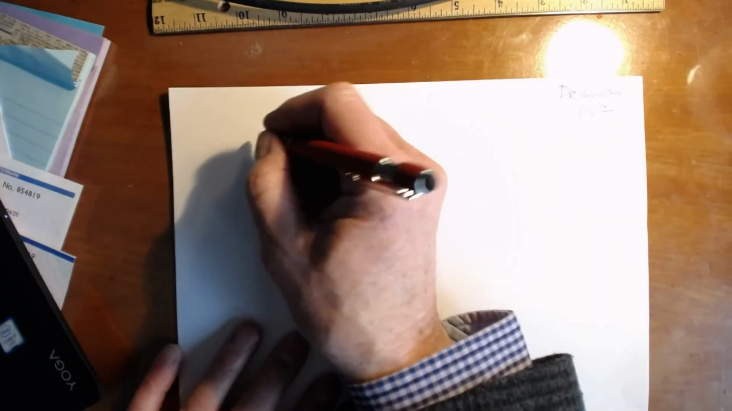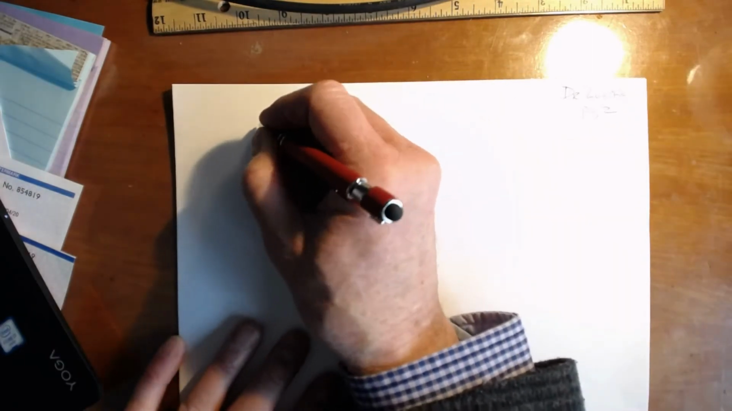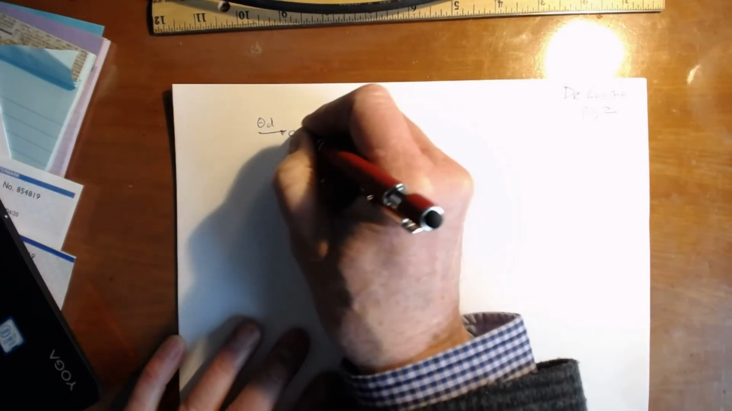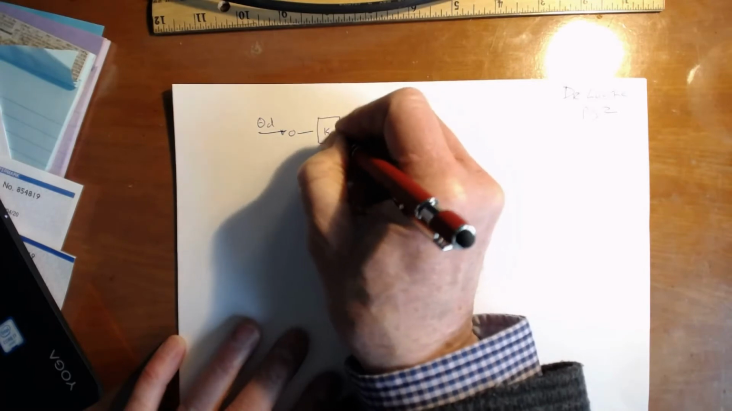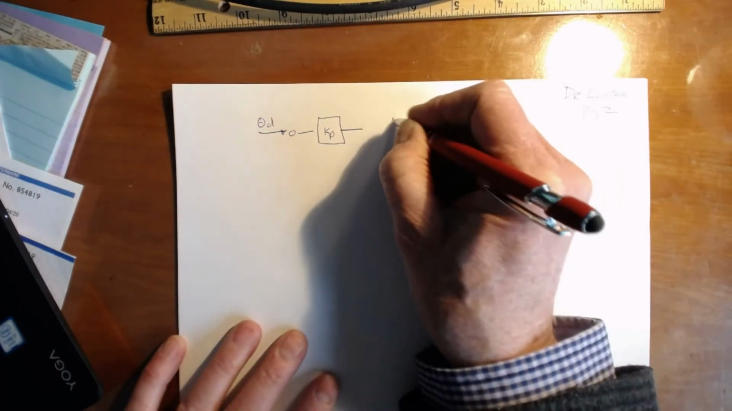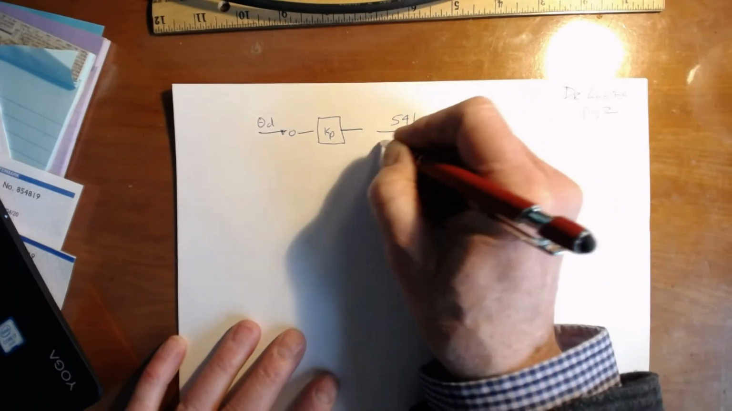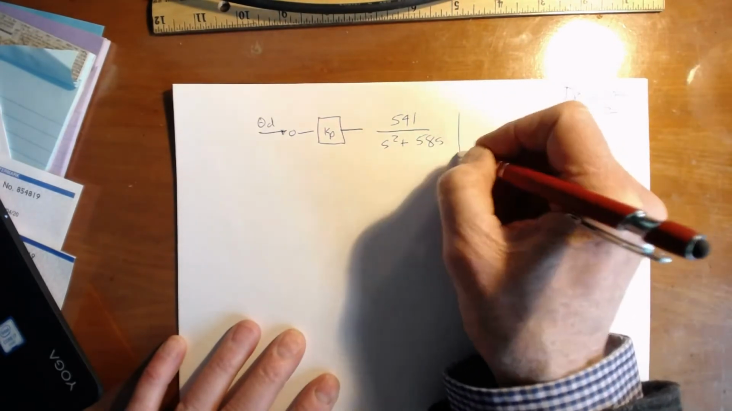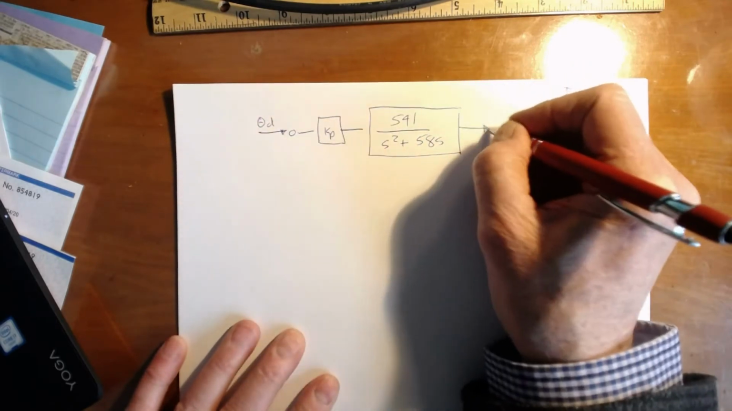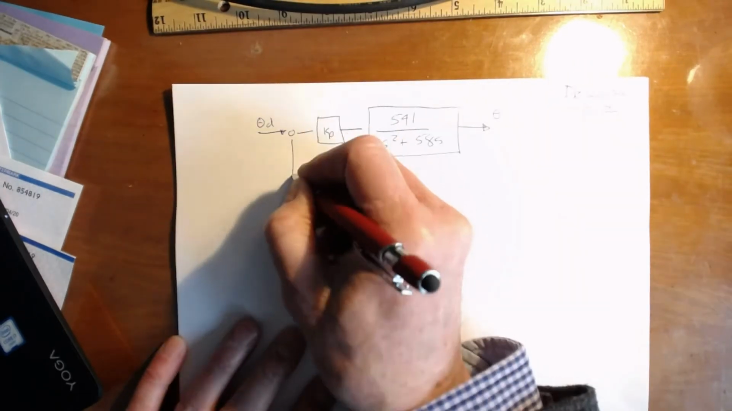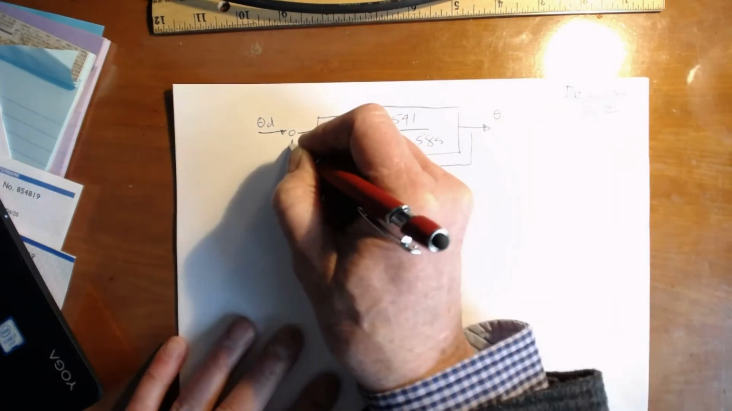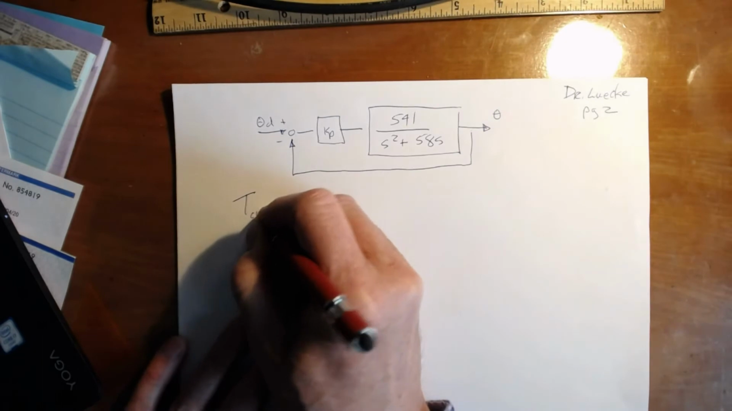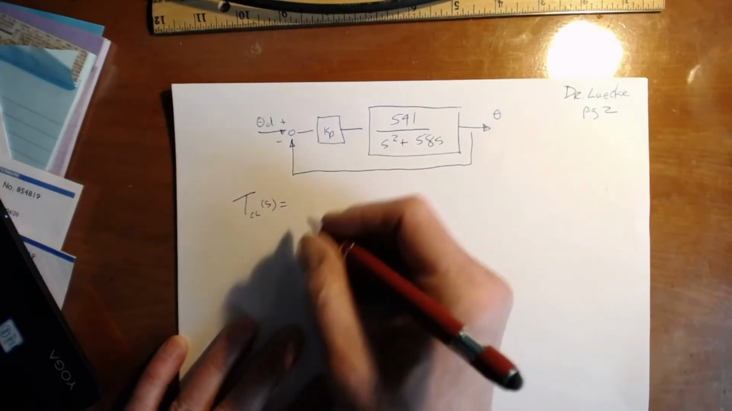So let's start over again with our system. We have theta desired, Kp, 541 over S squared plus 58S. This is theta, and here's our closed loop system. Now, we're going to use our loop formula, plus minus, to find out that our closed loop transfer function is equal to, it's the numerator.